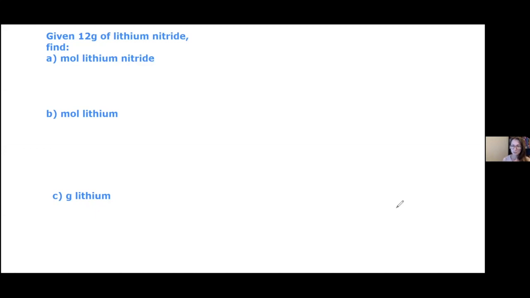Okay, one more example that might be helpful. We have lithium nitride, which we can write out. Li is a +1, nitrogen is a -3. So when we're talking about lithium nitride, we're talking about Li3N. We're given 12 grams of it, so I might as well use the formula that starts with grams.